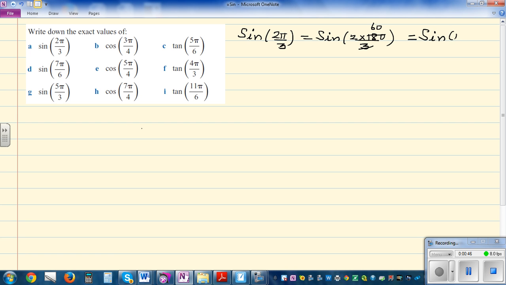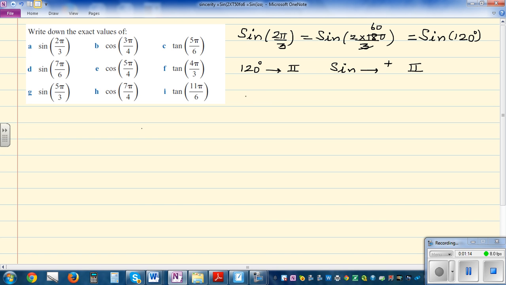So first you need to think, 120 is in which quadrant. You should know sine is positive in the first and the second quadrant. So 120 degrees is in the second quadrant. And secondly, sine is positive in the second quadrant.